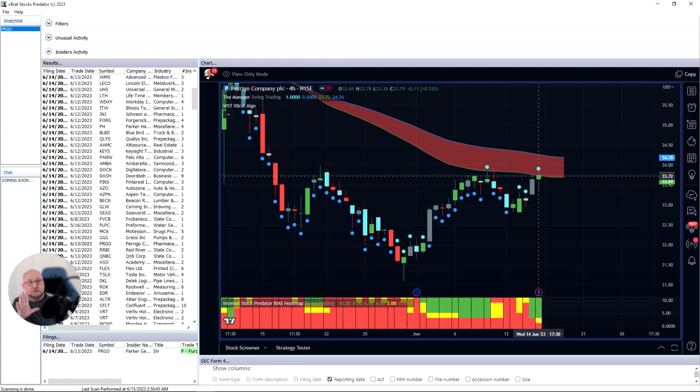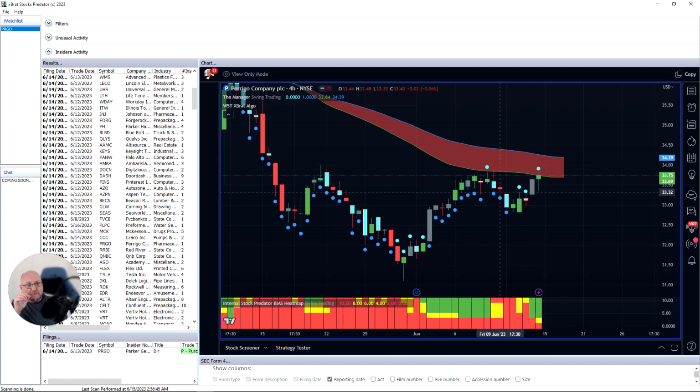Okay, so now we're on Thursday. If we want to be really aggressive, we could look for an entry above this pivot here, which is 33.99. So if we had a 34.10, for example, we could be really aggressive. But for me, I'd like to see it close up above 34 this week and then look for an entry next week. So that 4 hour helps us understand that behavior.